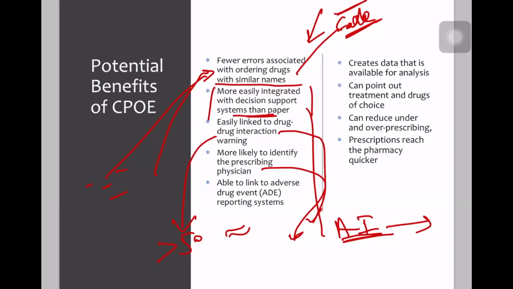Then we are able to link the adverse drug event reporting system. For example, a patient takes a medicine, and after using that medicine for a few days, the patient has some fever, or they feel some pain in their limbs, so they can go and share that information with the treating nurse, and that information will be saved or put into that system.